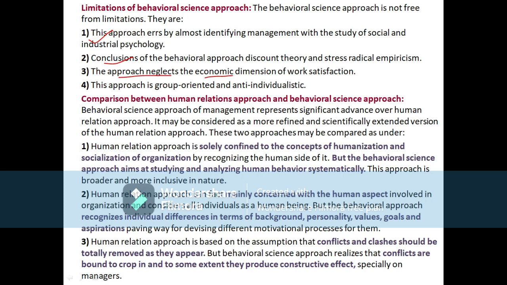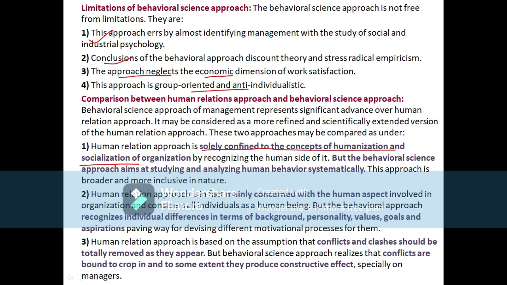If a person wants to get work satisfaction, and we give more payment, that person will definitely be satisfied. So this is the economic aspect, but it has been neglected in this approach, and this approach is group oriented and anti-individualistic. This behavioral approach is mostly group oriented rather than individualistic. Then if you compare the human relations approach and the behavioral science approach, the human relations approach is solely confined to the concepts of humanization and socialization. These are the two concepts under the human relations approach.